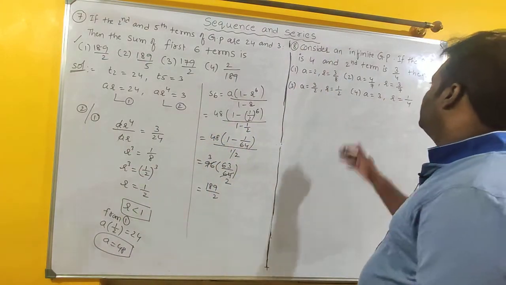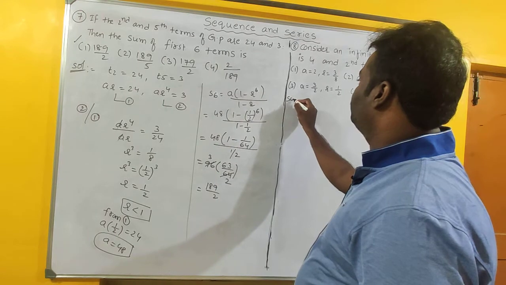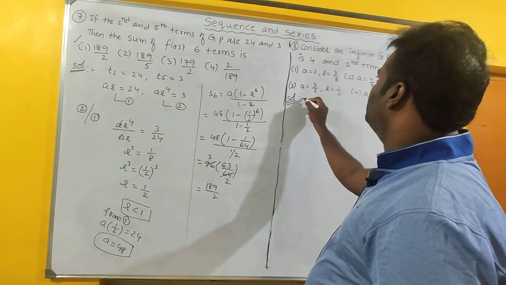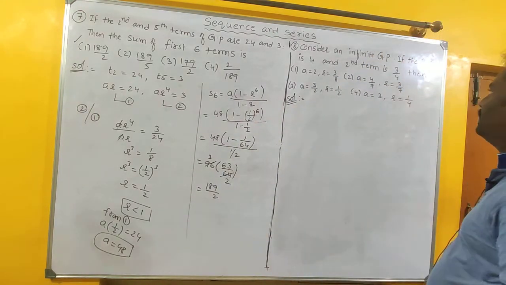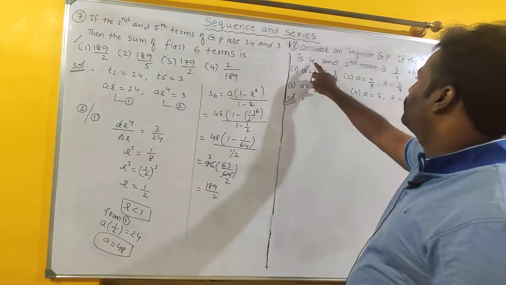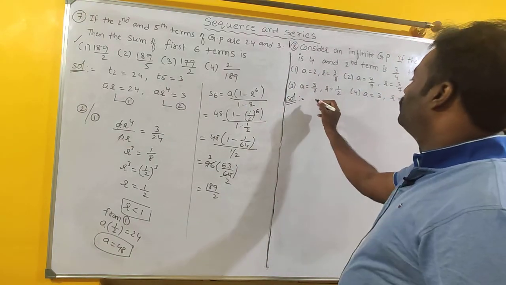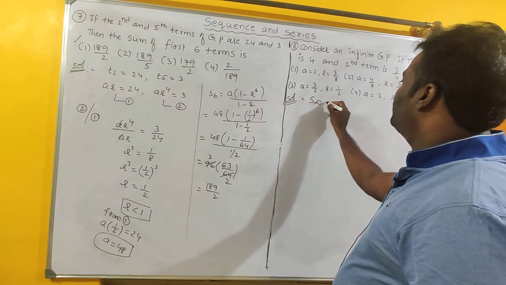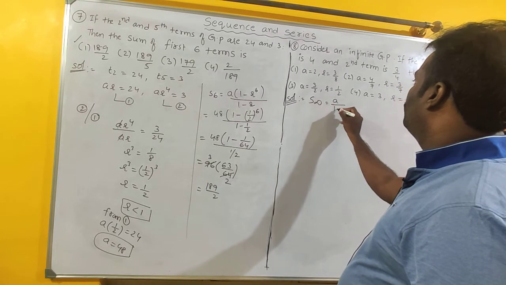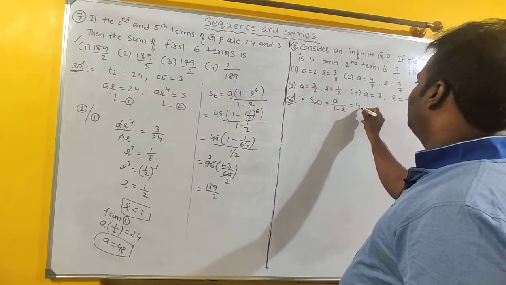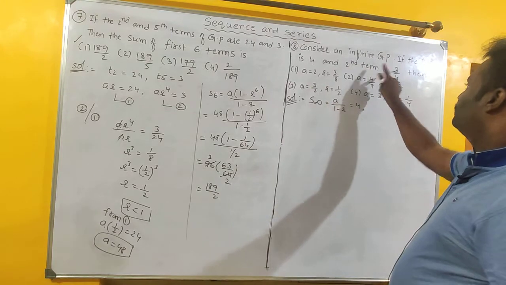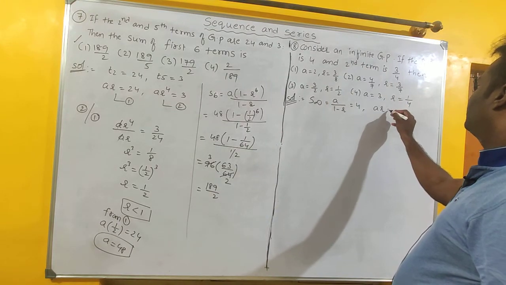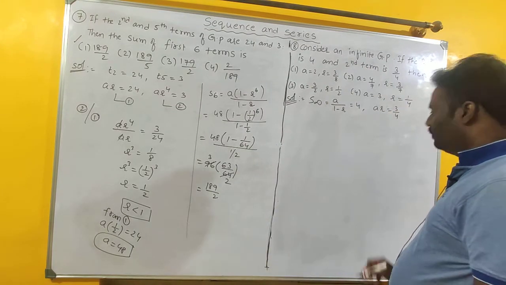Next we will discuss the 8th question. What is the 8th question? In an infinite GP, the sum is 4 and the second term is 3 by 4. What is the formula for the sum of infinite terms? A by 1 minus r. This is given. And the second term, that is nothing but AR, is 3 by 4.